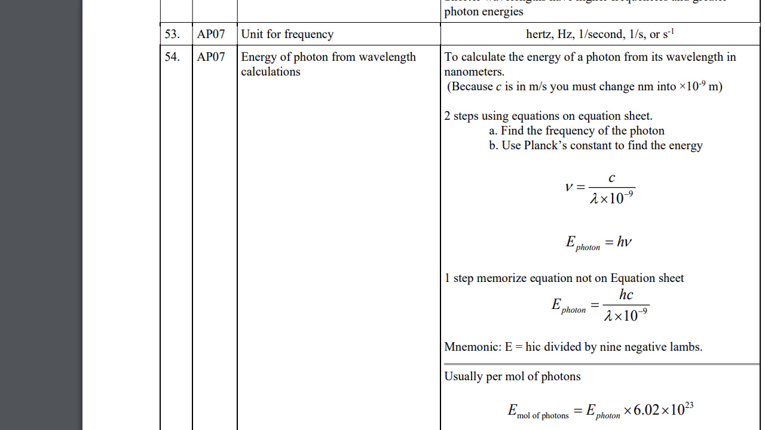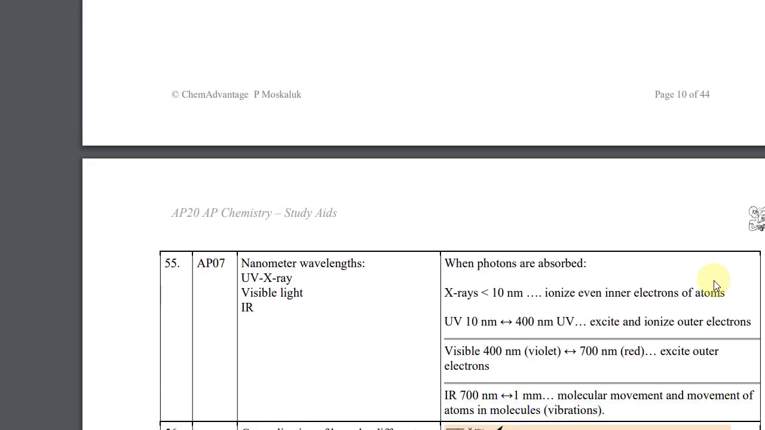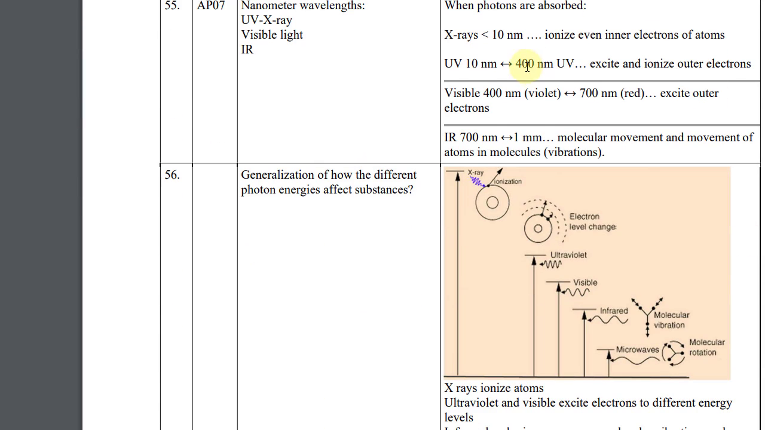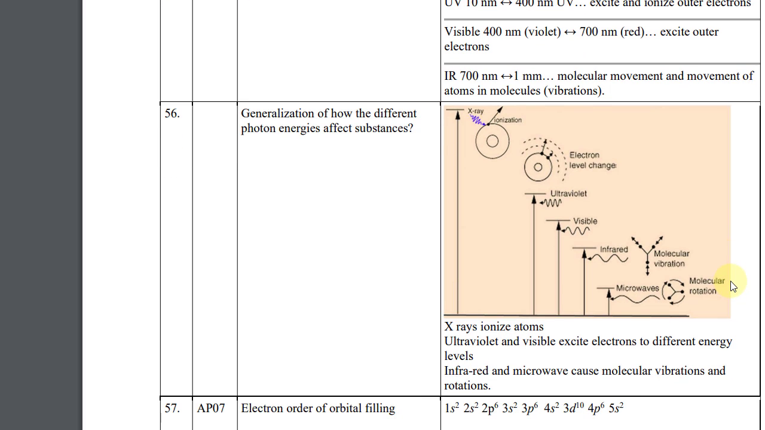Here I've got the energy in the photons, and down here I talk about X-rays ionizing, ultraviolet may be able to ionize outer electrons, and here's that diagram. That's worth running. And also we've got the electron orbital filling and such. So in AP07 in our flashcards, worth reviewing.